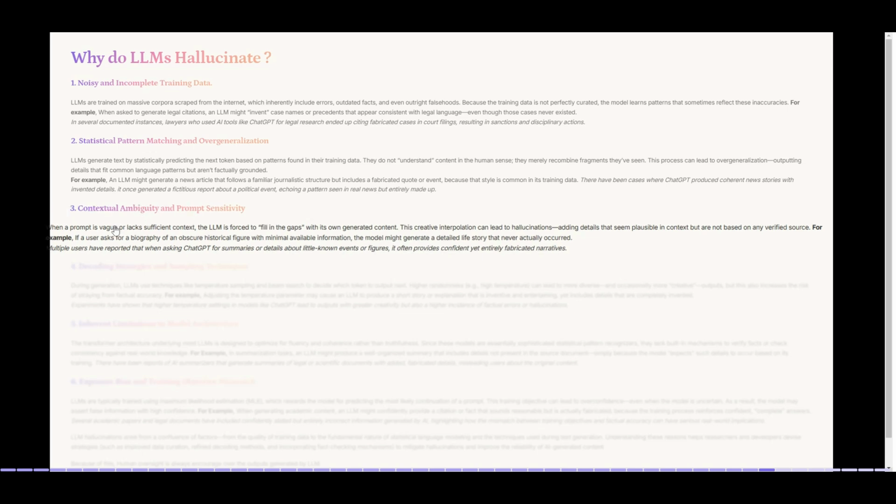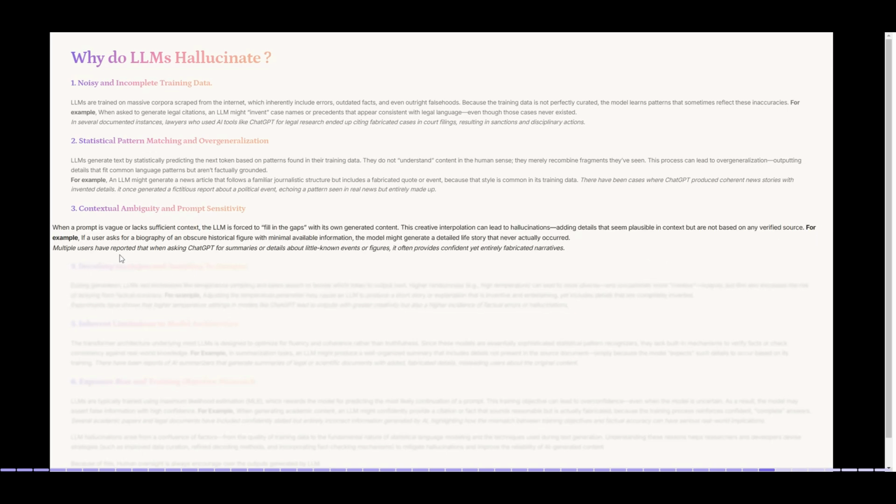Third is contextual ambiguity and prompt sensitivity. When a prompt is vague or lacks sufficient context, the LLM is forced to fill in the gaps with its own generated content. This creative interpolation can lead to hallucinations, adding details that seem plausible in context but are not based on any verified source.